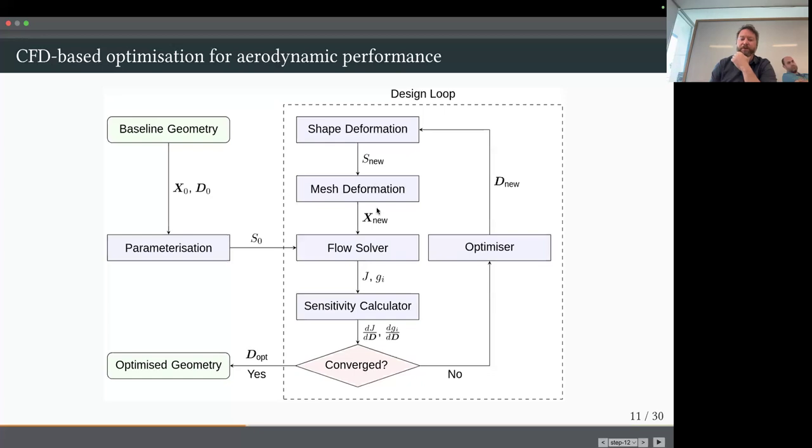So the next few slides are going to talk about work we've done on these things. We won't talk much about the optimizer because it's not our work. We use standard optimizer packages, but we will talk about the CFD and the related work that we've done on this.